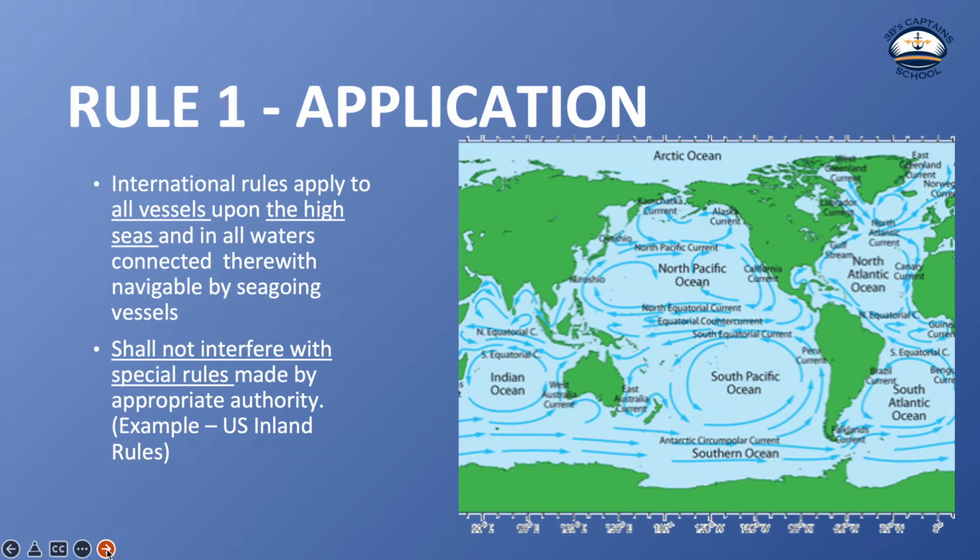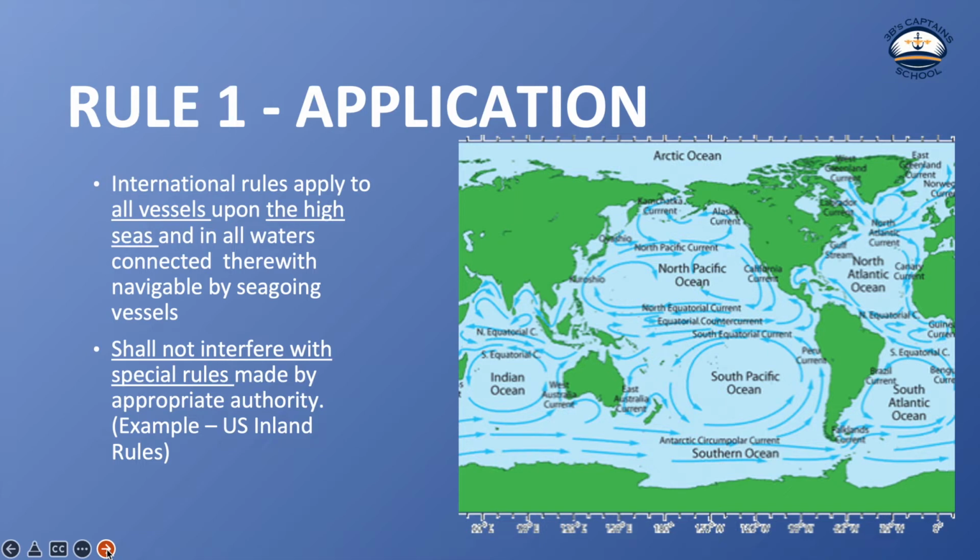Application. Where do the rules apply and who to? So they apply to all vessels on the high seas and in waters connected therewith navigable by seagoing vessels. They also shall not interfere with special rules made by appropriate authority. In the United States, that's our inland rules. So navigation rules cover the high seas and all connected waters that are navigable by seagoing vessels.